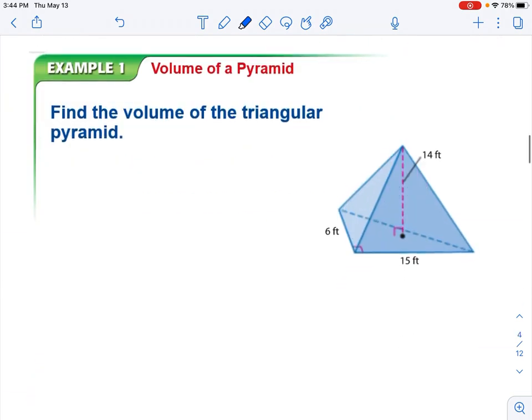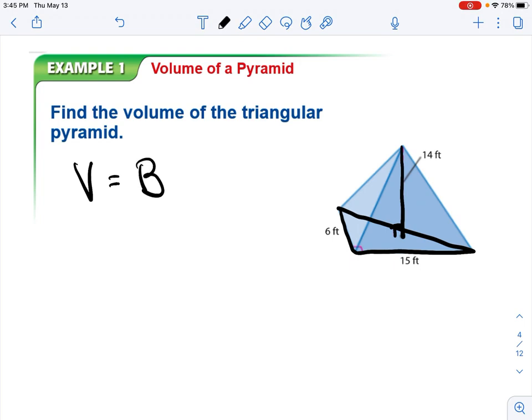So let's find the volume of the triangular pyramid. We are going to have to find the area of the base, multiply it by the height of the 3D shape. It has to be the perpendicular height, and then we divide it by 3. So I like saying the base times the height divided by 3 instead of 1/3 times the base times the height.